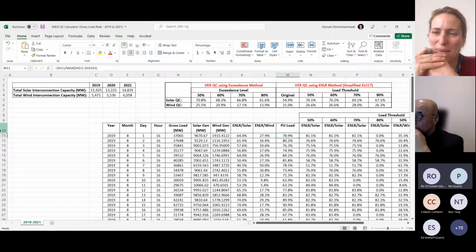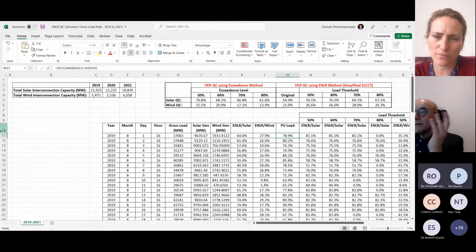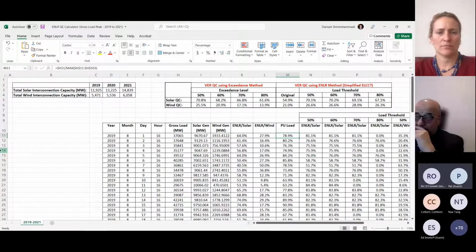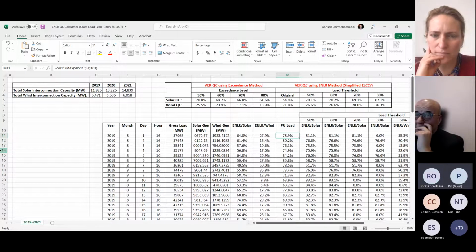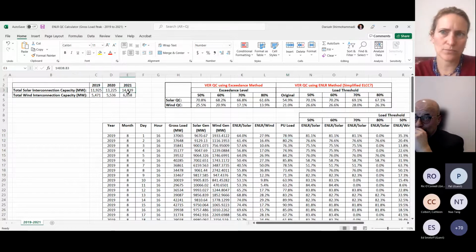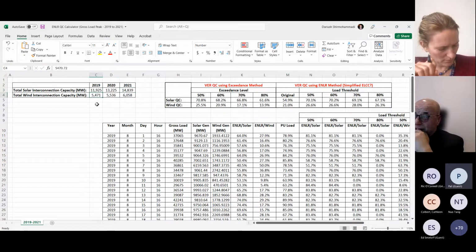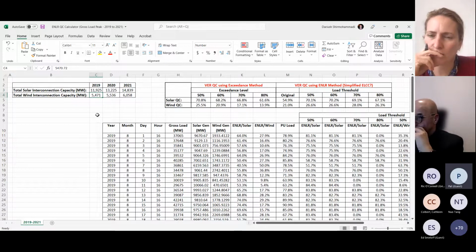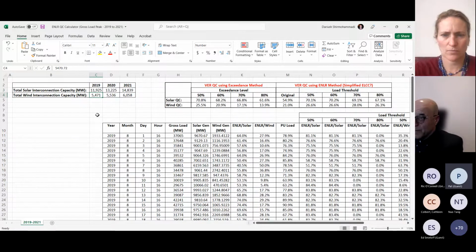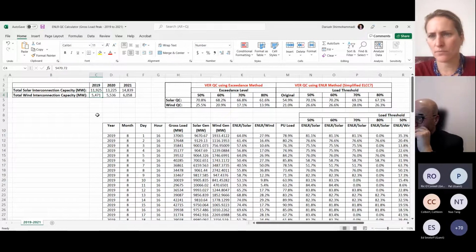Dariush, I apologize if you covered this before, but you're only using 2019 through 2021 because that was the data available from Oasis. But clearly, we'd want to use more years than this. If I had more years, I would use more years. Yes. And by using the actual interconnection capacity, I'm comfortable that I'm not going to combine apples with oranges. Okay. Thanks. I think I understand your approach.